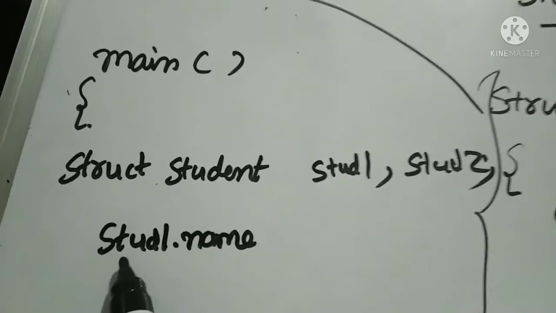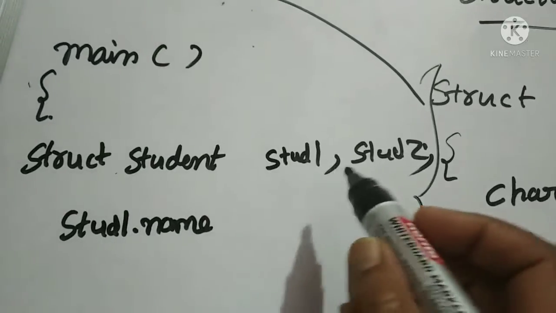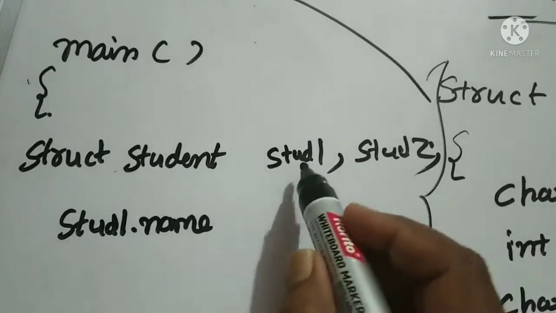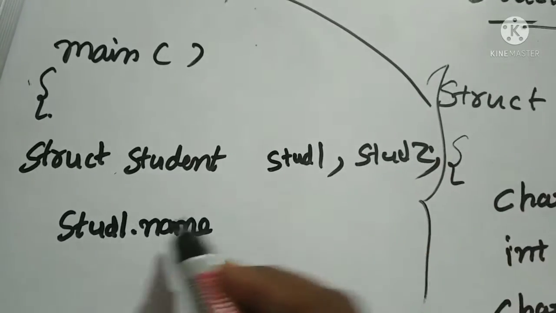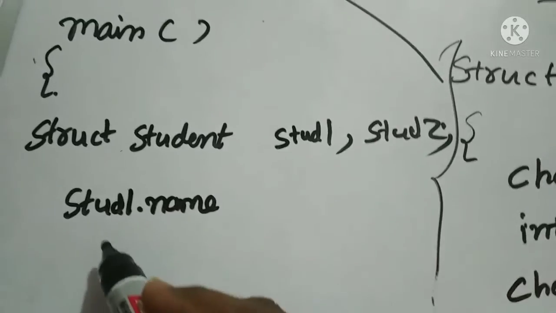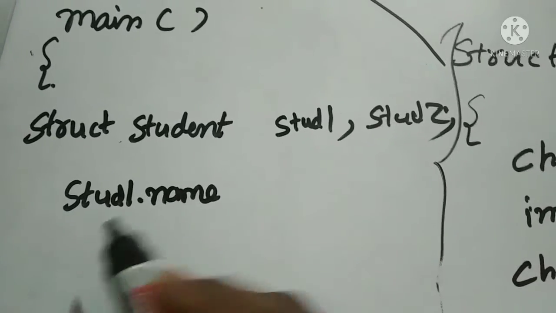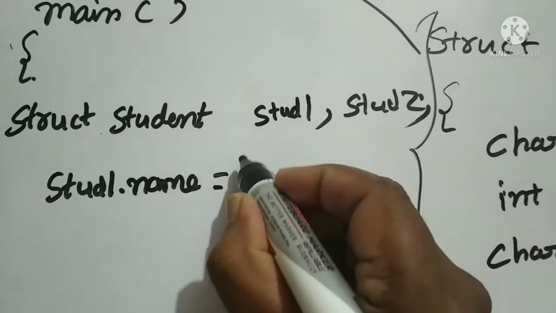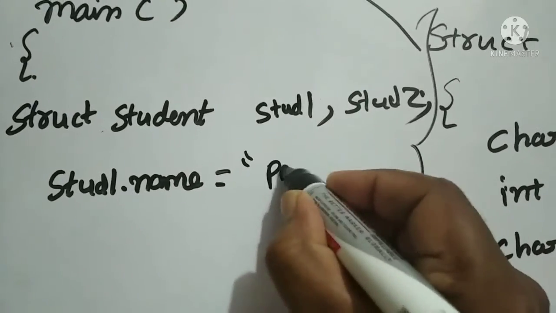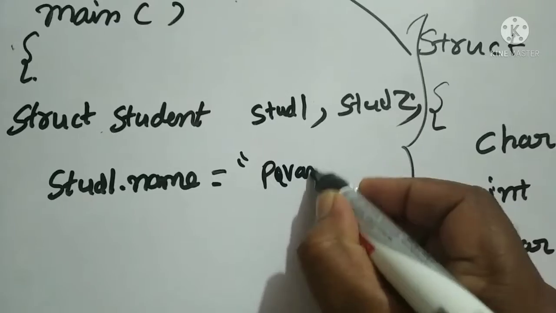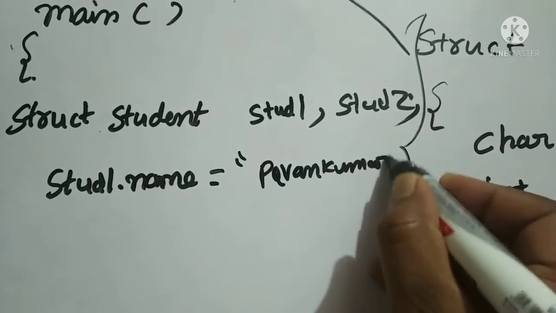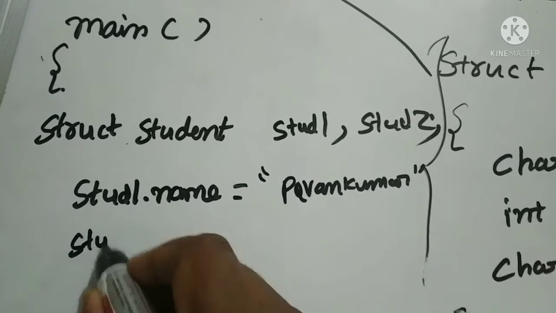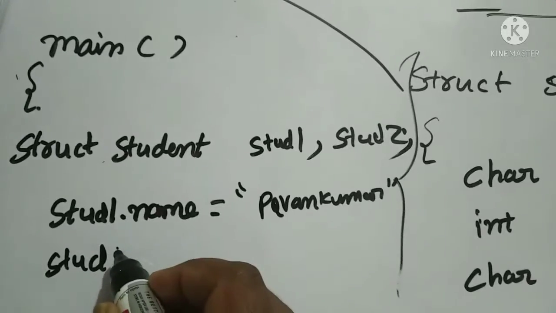Now if I want to put the name in the memory of student1, in simple words, student1's name is equal to some name. I have given the name Kumar. Next, what I will go for is student2.